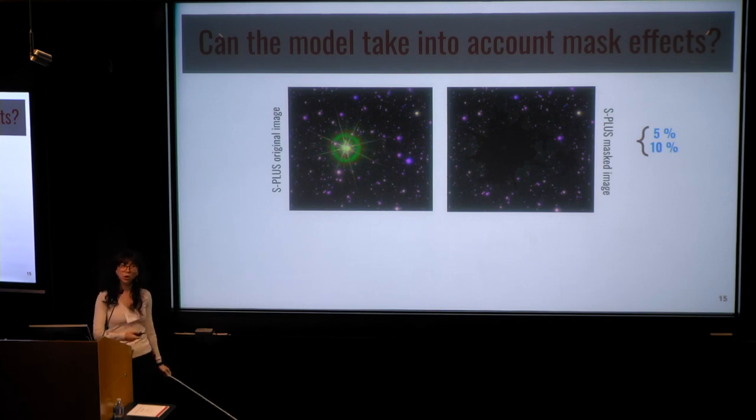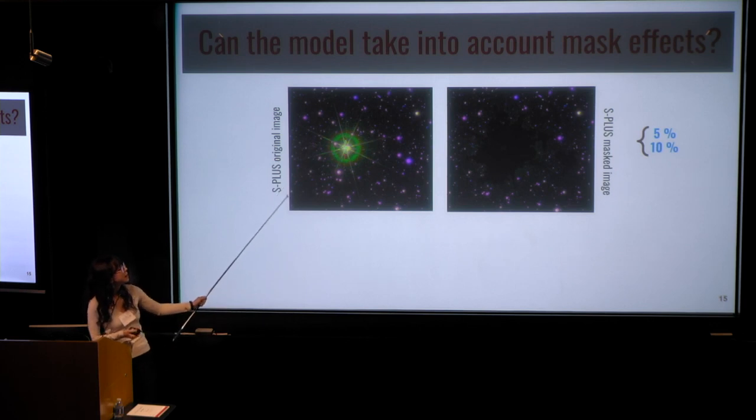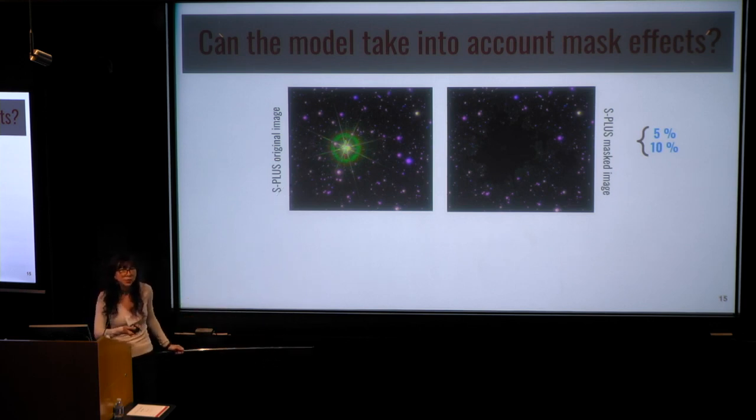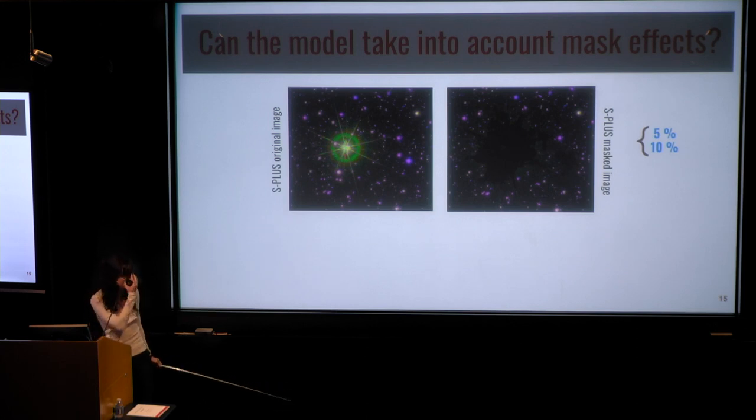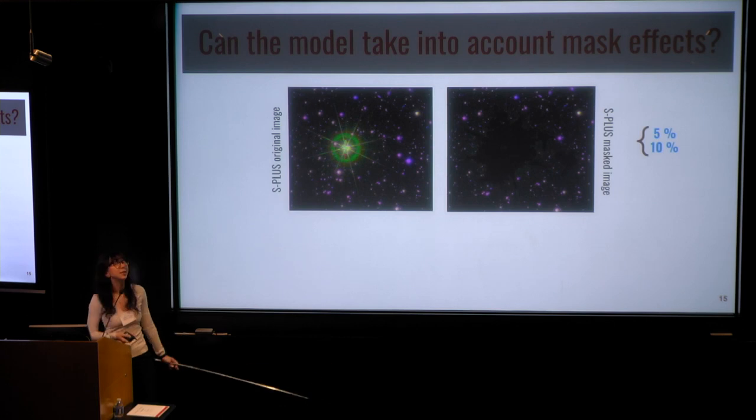Okay, but in the real world, we have more than only errors in the peculiar velocities. We know that in real surveys, we cannot see all the galaxies. So we have bright stars that we have to remove, and when we do this, we are masking these stars from the surveys. And while we do this, we usually lose something around 5 or 10% of the observations. Okay, how can we deal with this?